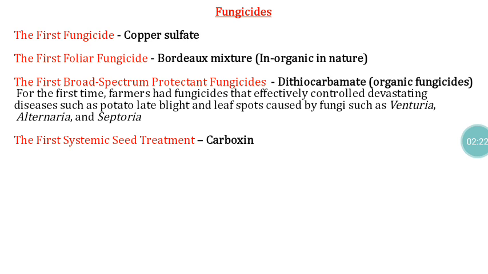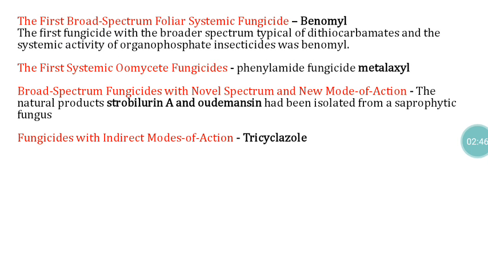And then the first used fungicide is copper sulfate. The first foliar fungicide, of inorganic nature, is Bordeaux mixture. The first broad spectrum protectant fungicide is dithiocarbamate, which is organic in form. The first systemic fungicide used for seed treatment is carboxin. The first broad spectrum foliar systemic fungicide is benomyl. The first systemic oomycete fungicide is metalaxyl.